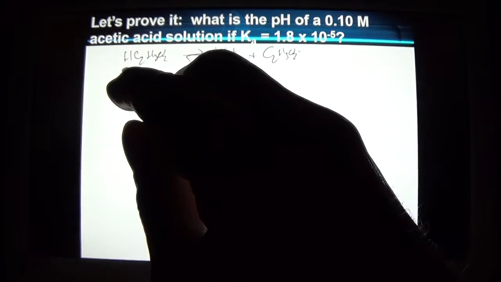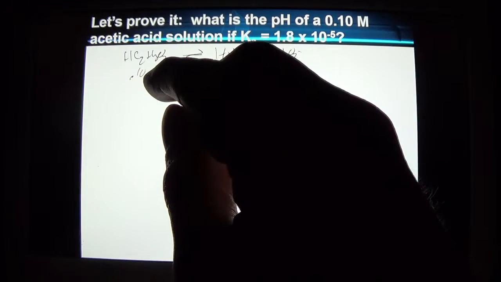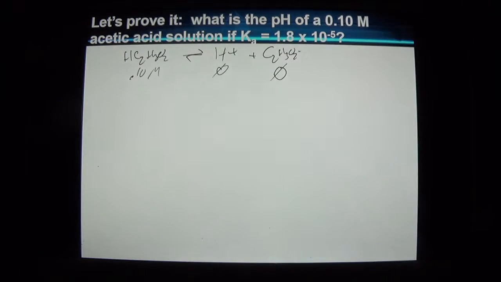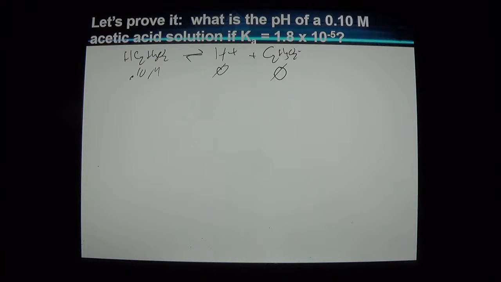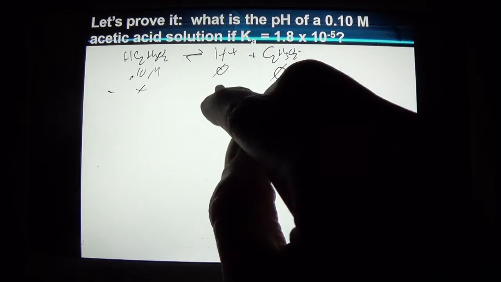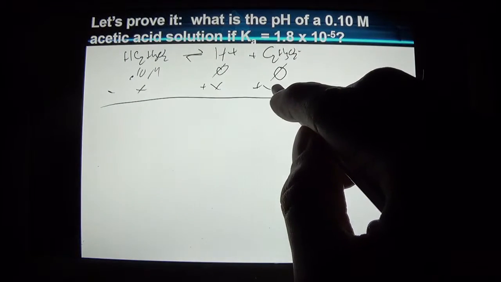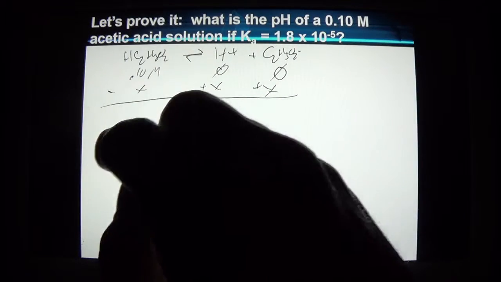Yep. And I'm starting with a 0.10 molar solution there, and that's a 0, and that's a 0, because again, right now I'm doing it as if it's just a pure acid. So we've actually done a calculation just like this before. I'm going to subtract x, I'm going to add x, I'm going to add x. That is an x.